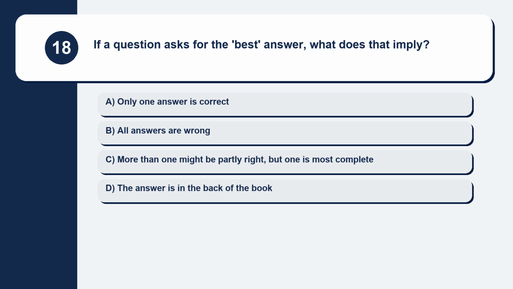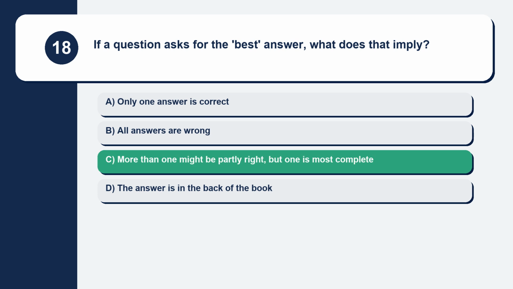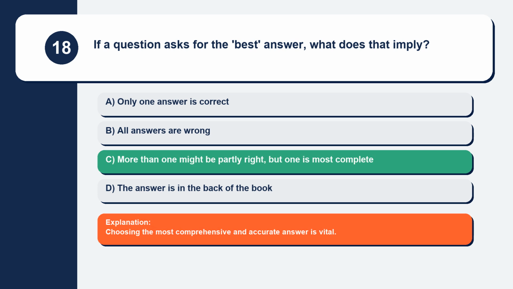Question 18. If a question asks for the best answer, what does that imply? Only one answer is correct. All answers are wrong. More than one might be partly right, but one is most complete. The answer is in the back of the book. Choosing the most comprehensive and accurate answer is vital.